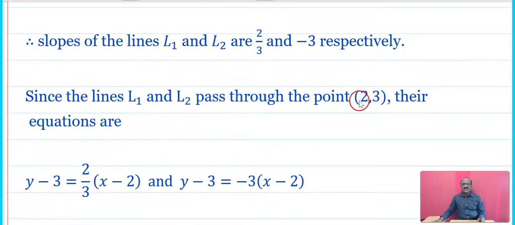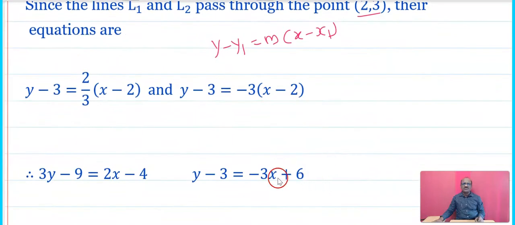Since the lines pass through the point (2, 3), here we will apply the slope point form, y minus y1 equals m (x minus x1). Here, y minus 3 equals 2 by 3 (x minus 2), and y minus 3 equals minus 3 (x minus 2). And if we simplify it, multiplying the whole first equation by 3, you will get 3y minus 9 equals 2x minus 4.